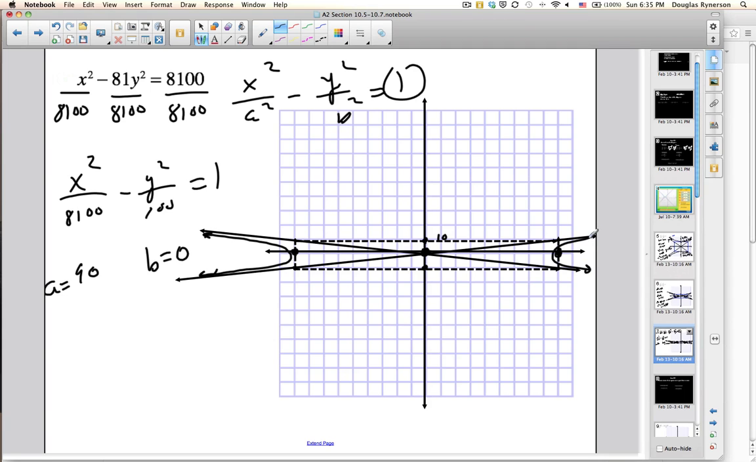X is first, so we're horizontally oriented. And if I want to find my focus, c squared is equal to 8100 plus 100, 8200. So we're looking at just barely more than 90. Okay, so when you're not in standard form, make sure you put it in standard form. Typically that means that if this number isn't 1, divide everything by that number, simplify your fractions, and you should be in standard form.